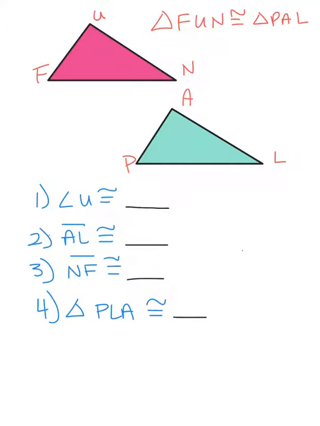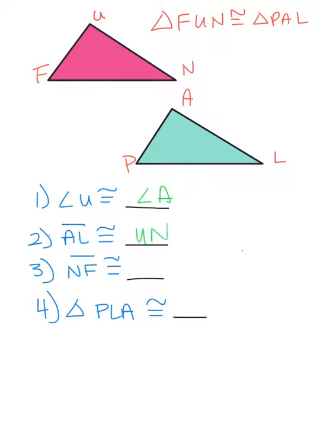We have one final example for today. We have triangle FUN is congruent to triangle PAL. So now we're just asking that we complete the given statements at the bottom and match up our corresponding parts. So the first statement says angle U, that's congruent to angle A. Our second statement says segment AL is congruent. We know that's congruent to UN.